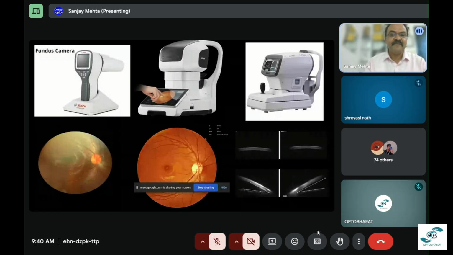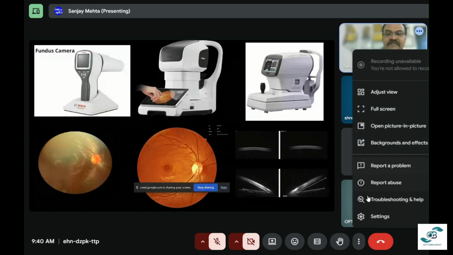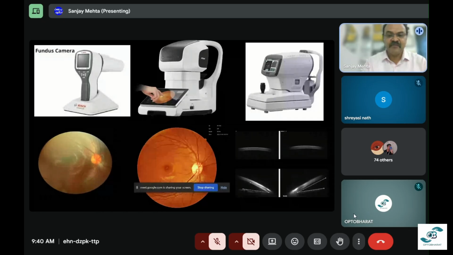Then we have the non-mydriatic fundus camera, and then we have the NCT with pachymeter. So what you see on the bottom is the picture taken by all these machines. Its relevance you will come to know later. I'll show you. Then we have OCT.